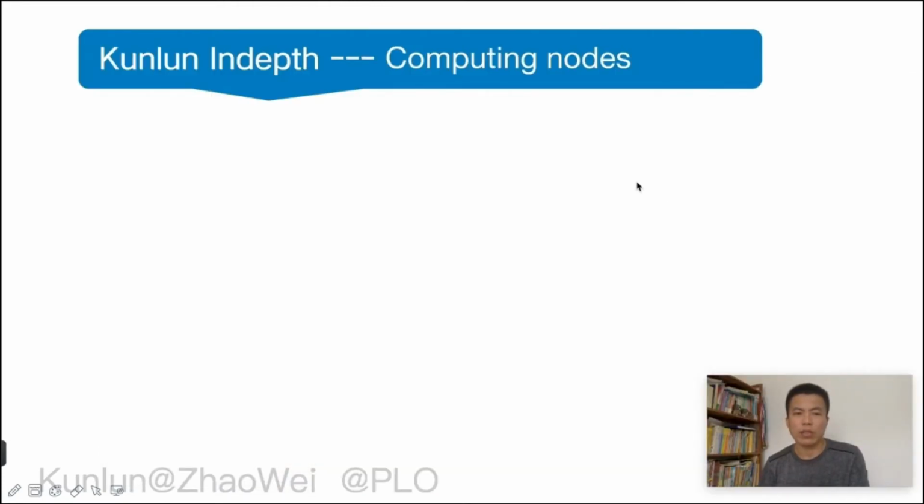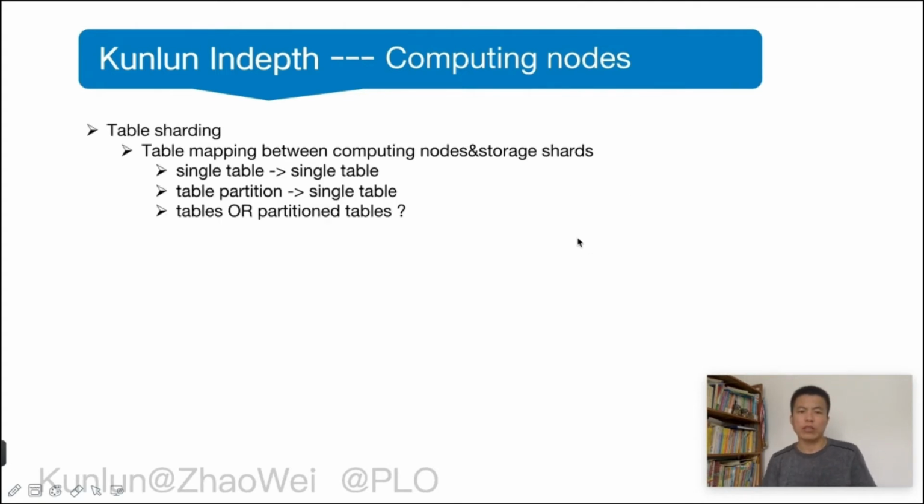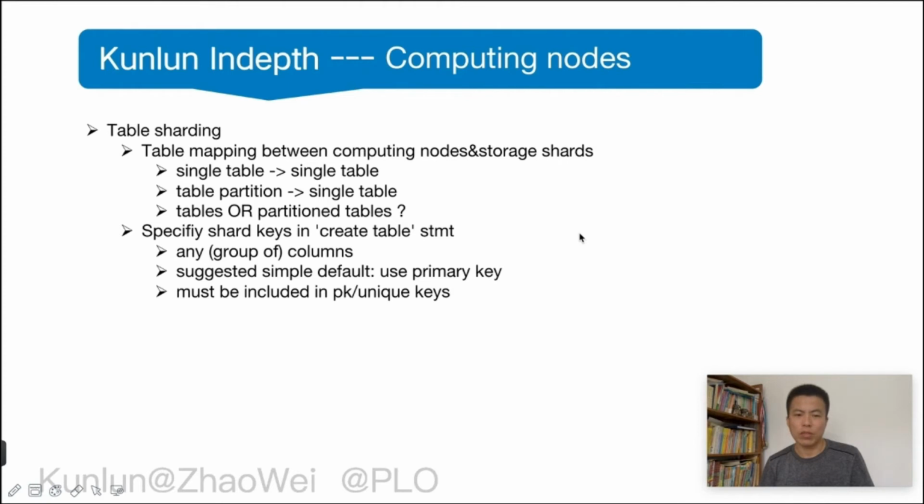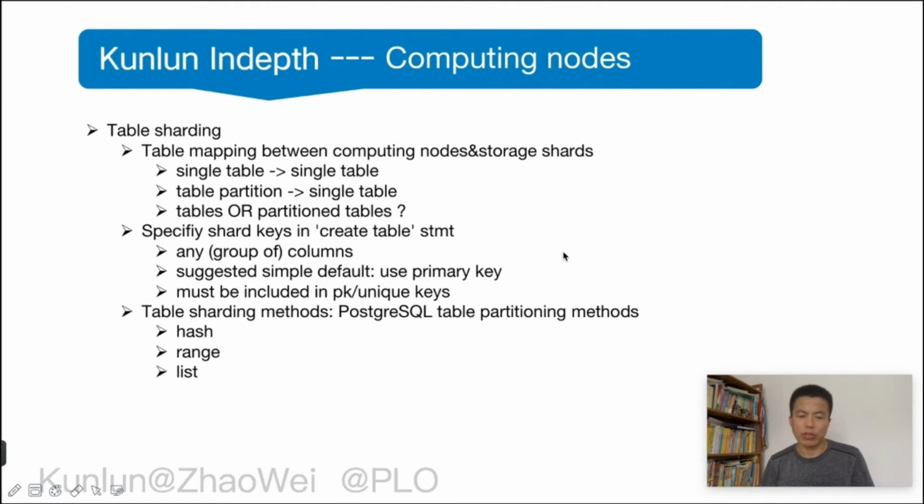Next, let's see some in-depth knowledge about Kunlun database. First, table sharding. We have mentioned this in previous slides. Computing nodes can map tables and table partitions on computing nodes to their correspondence in storage shards. Kunlun's table sharding completely uses Postgres table partitioning feature, so the usage is exactly the same. Users can specify shard keys in create table statements. The shard key can be any group of columns, and the sharding method can be hash, range, or list.